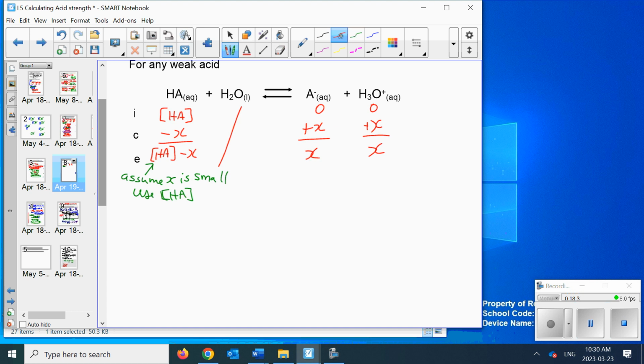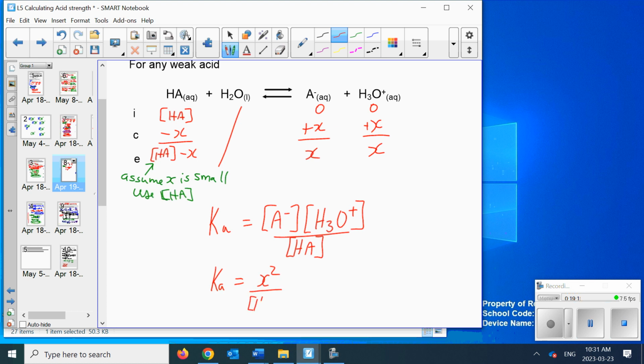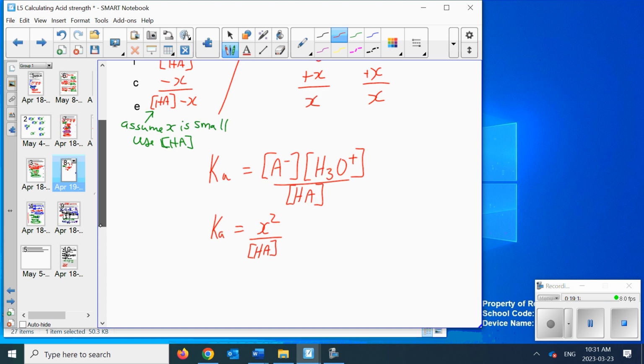Okay. So now what? We do our Ka expression. You know how it's products over reactants, I'll just write it. You know how to do these expressions. Products on top, reactants on the bottom. And then we plug in our stuff: the Ka value, which you look up on a chart or are given in the problem. X and X make X squared. And it comes out to that.